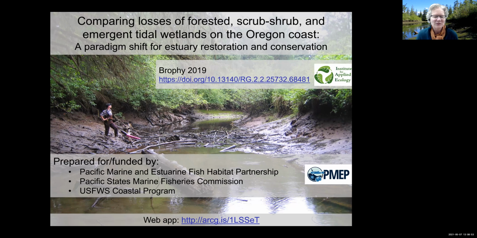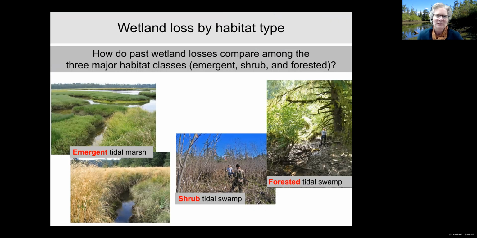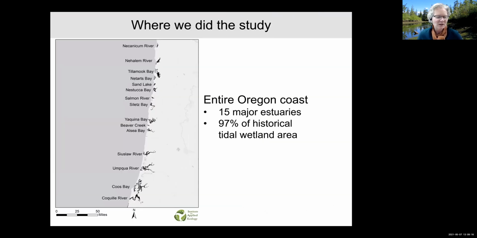And we learned about the diversity of our habitats historically through this study that I completed in 2019. This was funded by PMEP as well as a couple other funders that are listed there. In this project, we compared wetland losses across these different habitat types, the marsh and the two types of swamp habitats, shrub and forested. We did this study in 15 estuaries on the Oregon coast. They comprise 97% of the historical tidal wetland area for our coast, so this was a comprehensive study.